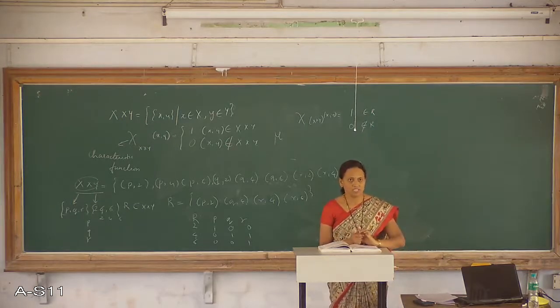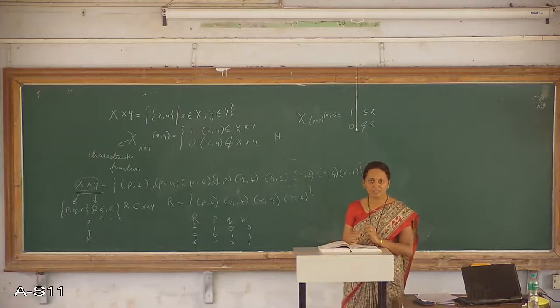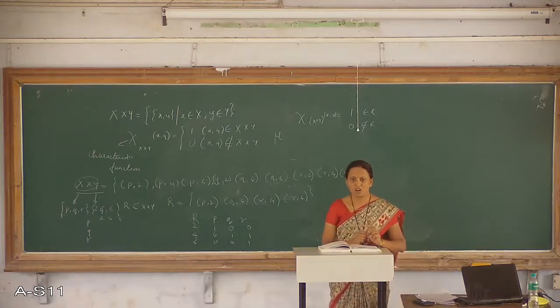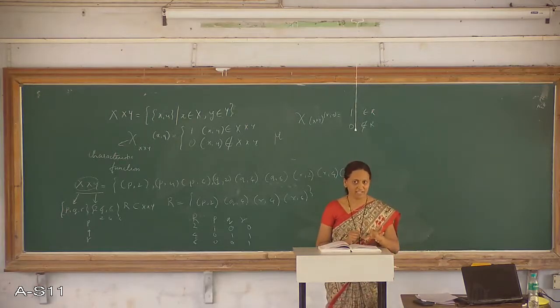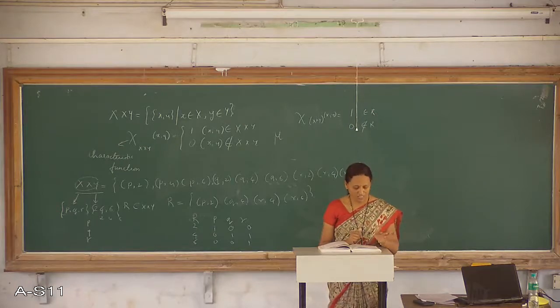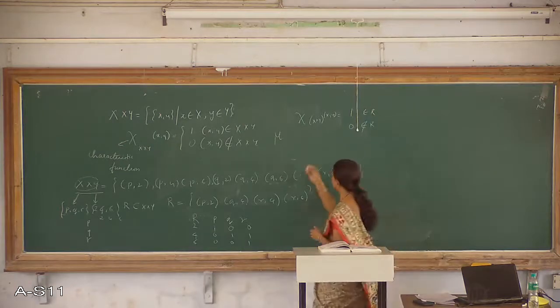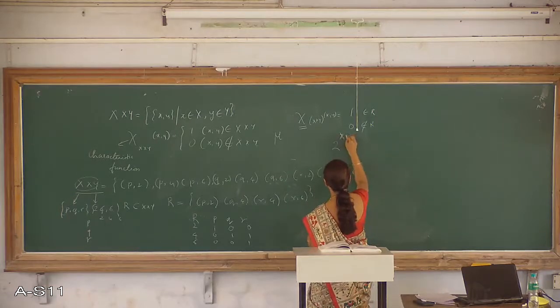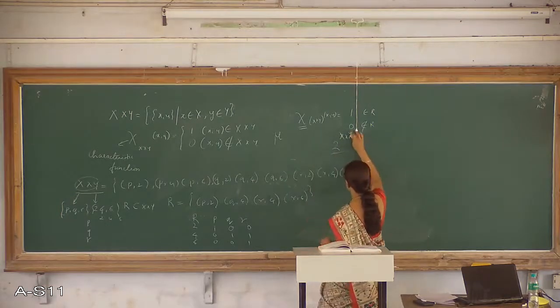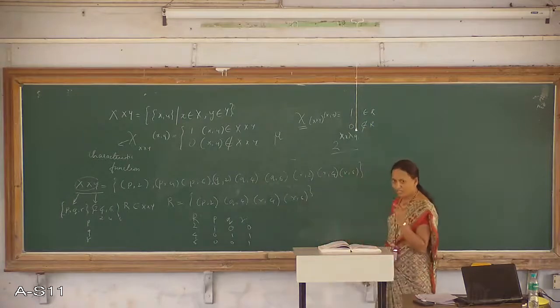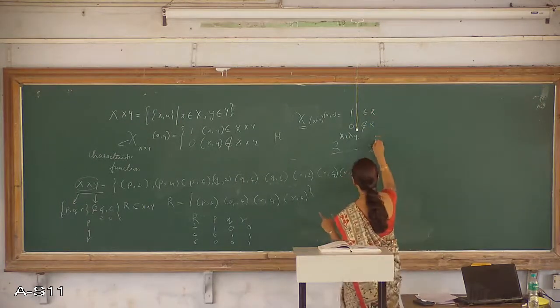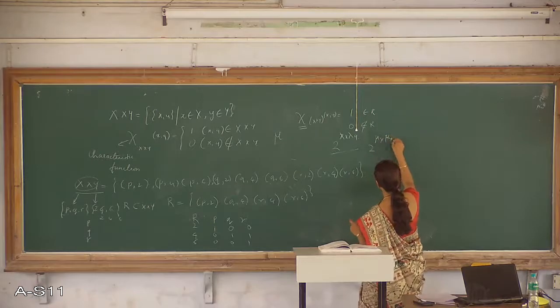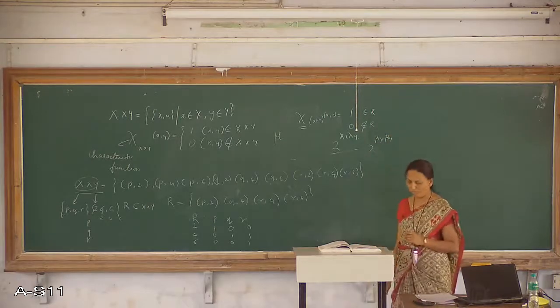Then you have the cardinality of classical relation. In a similar way to the cardinality of a fuzzy relation or fuzzy set, the cardinality is represented by the characteristic function: lambda of x into lambda of y. This we had represented in the fuzzy set as the sum of mu x into mu y, where mu was the membership function.